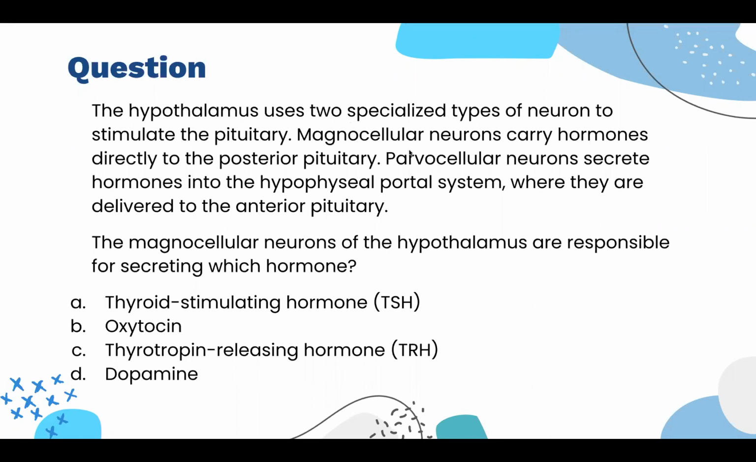Okay, well, TSH is released by the anterior pituitary. Yes, oxytocin is one of the hormones released by the posterior pituitary.